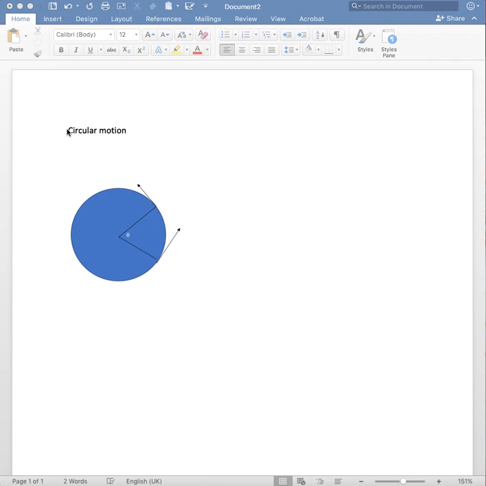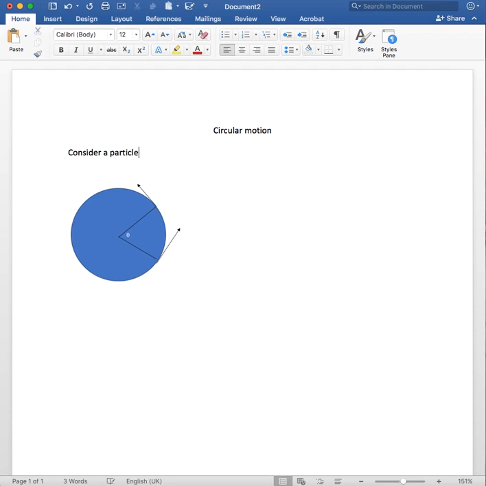I'm going to try to do a lesson on circular motion as I might do it in class. You'll probably know that my typing isn't brilliant, so prepare for some errors here.